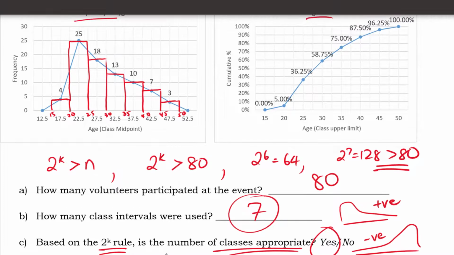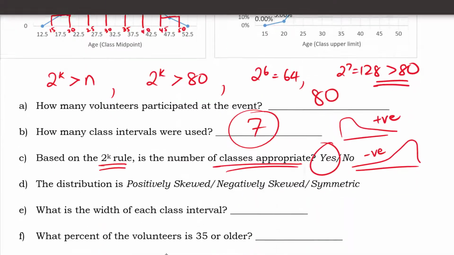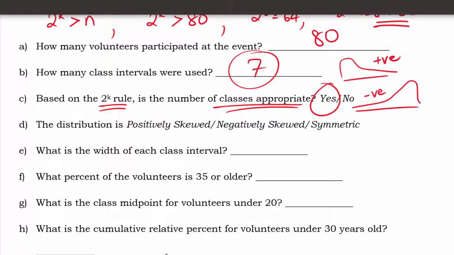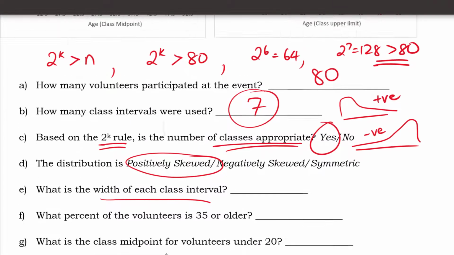So if you look at the distribution here, it is obvious that the tail extends to the right. So it tails off to the right. So we're looking at a positively skewed distribution there. So the next question asks for the width of each class interval.